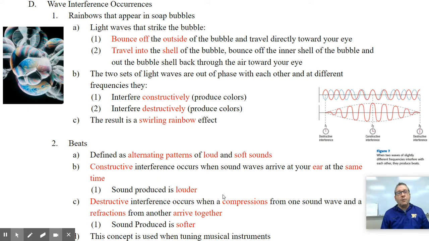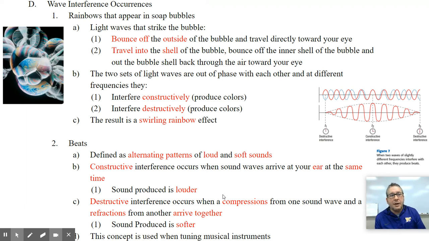The two sets of light waves are out of phase, okay? And they're at different frequencies. So you can have constructive interference, which would produce colors. You can have destructive interference, which would also produce colors. And so we get this swirling rainbow effect. So we have a combination of all of this occurring.